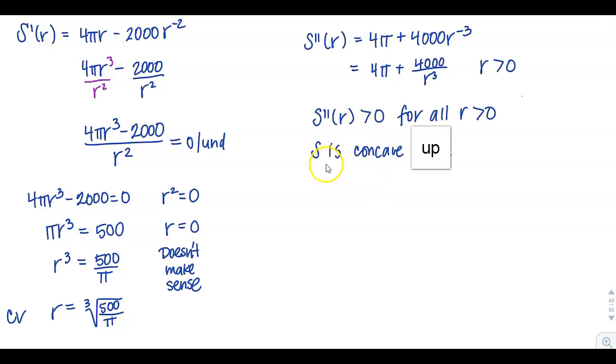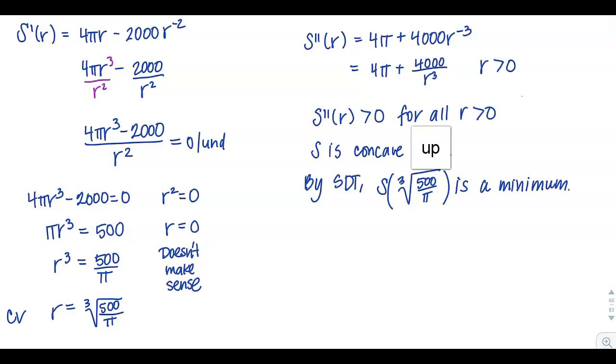And we can apply the second derivative test, so we know that any critical value must be a local minimum. So by the SDT, by the second derivative test, our function s of the cube root of 500 over pi is a minimum. So we've justified it, we've shown that this is a minimum, but now we have to make sure and answer the question.